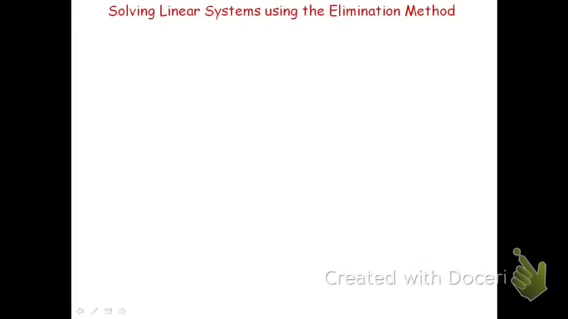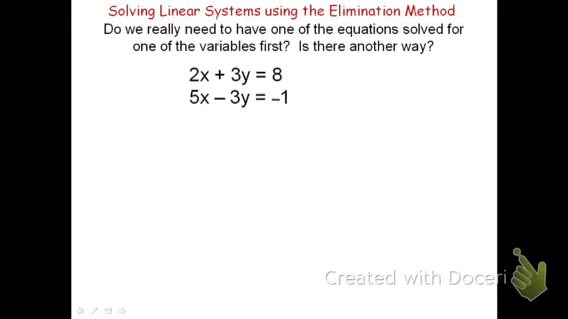This video will review how to solve linear systems using the elimination method. Linear systems are a combination of more than one equation, for instance like this. In this case, we see that 2x plus 3y equals 8, and 5x minus 3y equals negative 1. This is a system of equations. When you have two equations, you can solve for two variables.